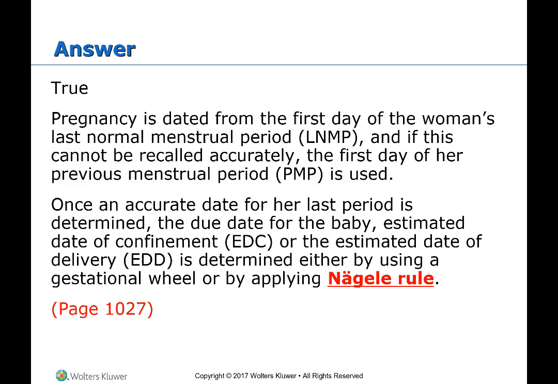I would like you to look up Nagel's rule, and this will give you a way of determining the due date. If we go by the first day of the last normal menstrual period, and we add 7 days, and we subtract 3 months, we should come up with a fairly accurate due date.